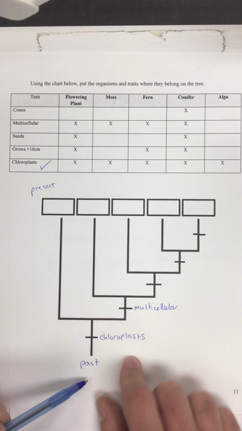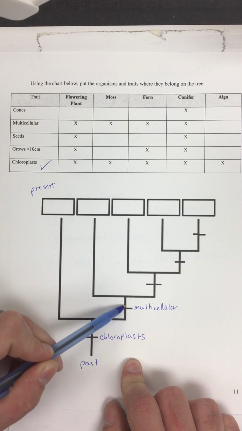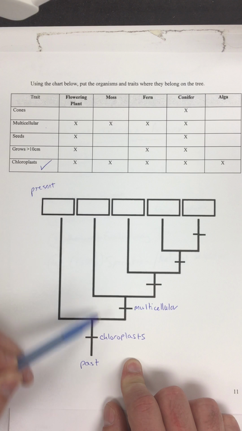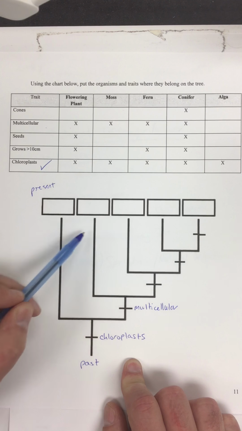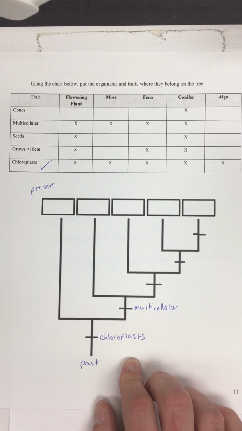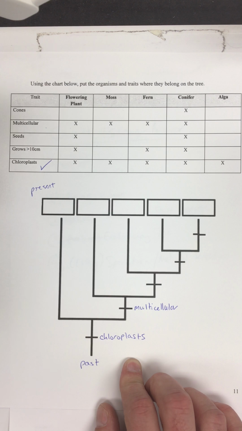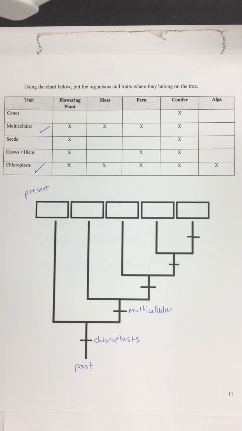So look, as we go here, oh, chloroplasts evolved. Keep going toward the present. Oh, multicellular evolves. Oh, it splits, but still, anything after this point is multicellular. And 1, 2, 3, 4 different taxa are past that point. And so it matches up exactly with the table here. All right, so I have chloroplast taken care of, and I have multicellular taken care of. Next.